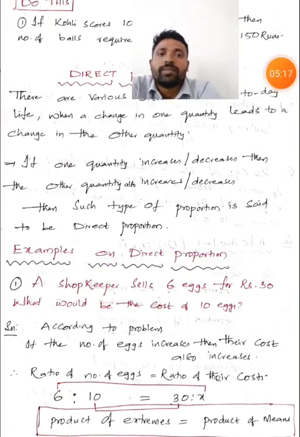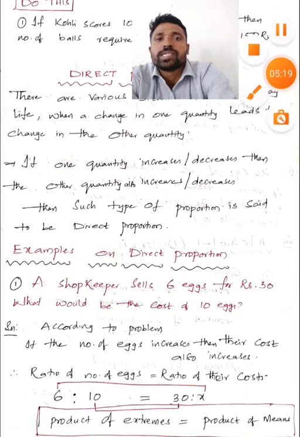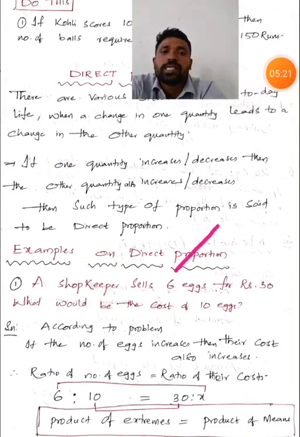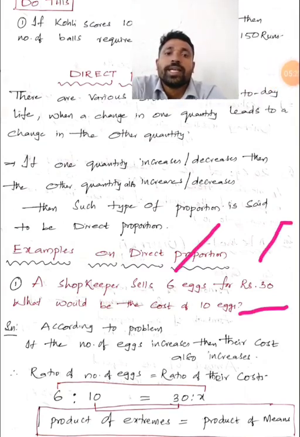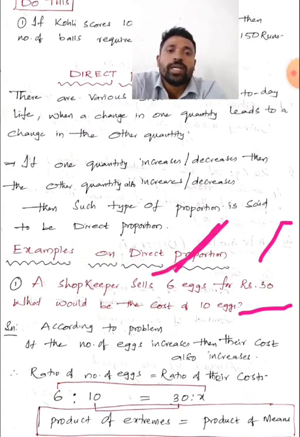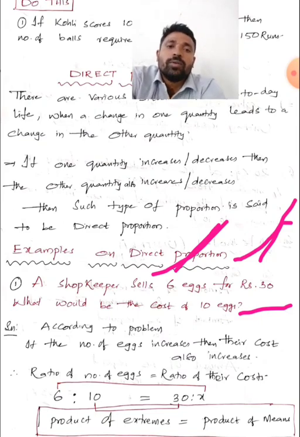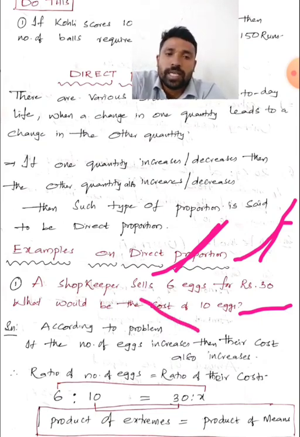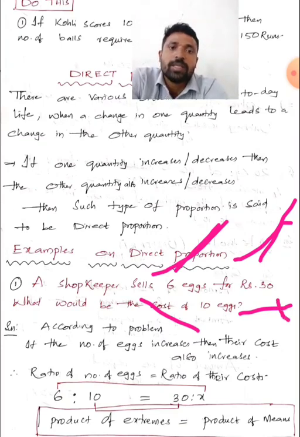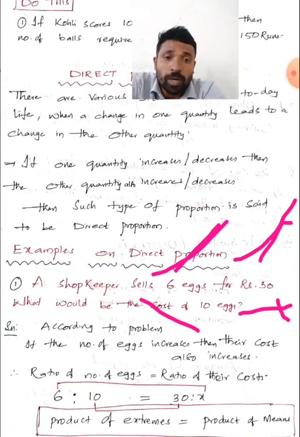Now, how to identify? Here, 6 eggs cost 30 rupees. 10 eggs, what happens here? If the number of eggs increases, automatically the cost also increases. Here 6 to 10, the number of eggs is increasing, so the value 30 also increases. Means eggs are increasing, the cost is also increasing. Such type of proportion is said to be direct proportion.